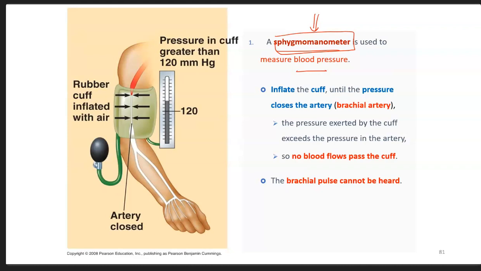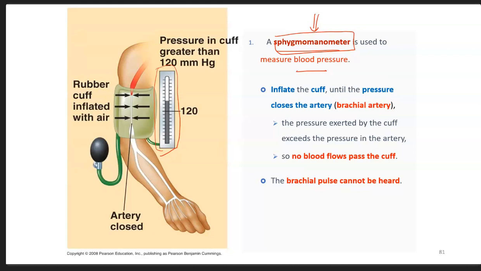Okay, so this is the equipment. Here is the meter to measure the blood pressure. So why is the reading in millimeters of mercury? Because inside it has a liquid, which is mercury. So millimeters of mercury. And then it has a cuff.